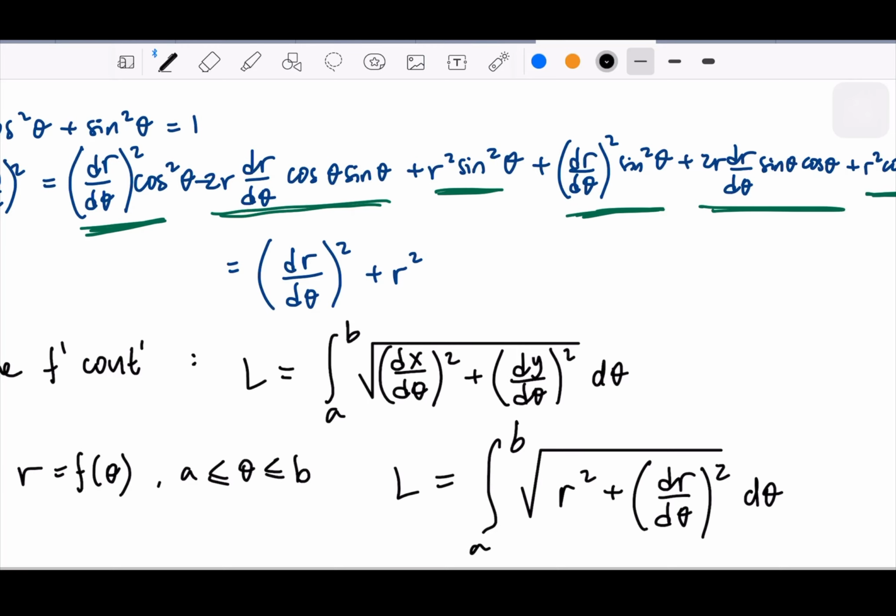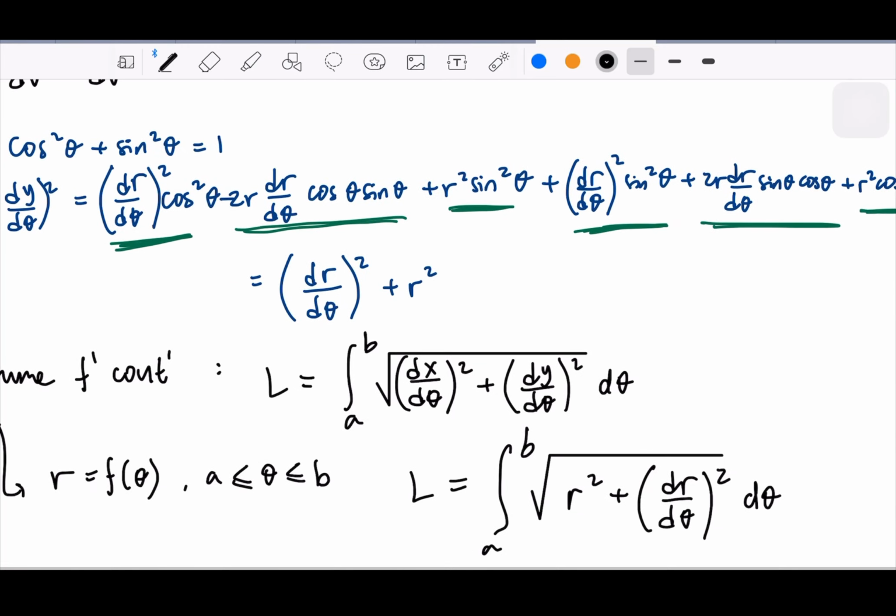Okay, so hopefully after the arc length, there is one small section about tangent, and then actually that will be the end of the calculus in polar. The next section is about the conic section and conic section in polar.